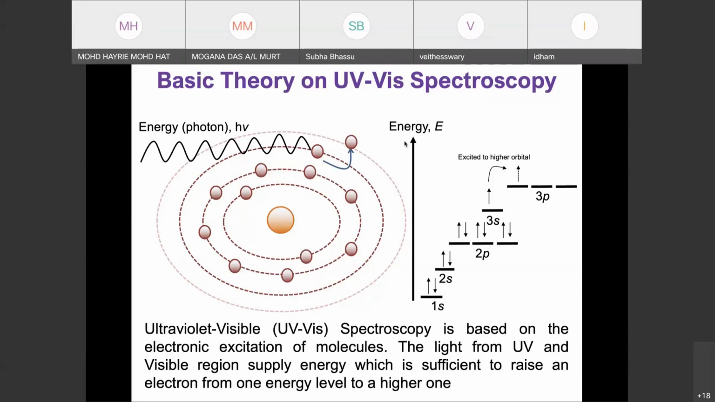Okay, before we move to the DRUV-based spectroscopy, let us recall the basic theory: what is ultraviolet visible spectroscopy? Basically, UV spectroscopy is based on the electronic excitation of the molecule. The light from the UV or visible region supplies a certain amount of energy, equivalent to the gap between the ground state and the excited state. When the electron absorbs the light, it is excited to the excited state. This is the basic theory of UV spectroscopy.